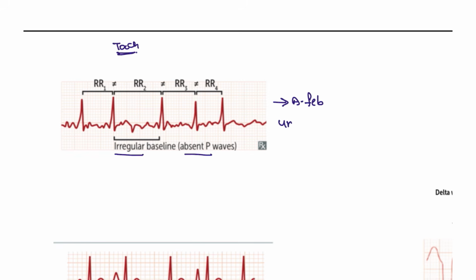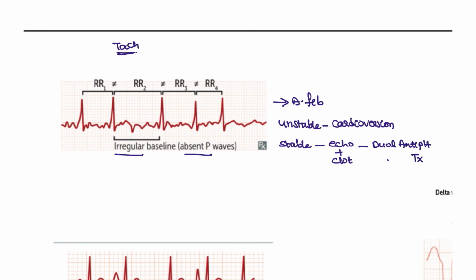If the patient is unstable, go for the cardioversion. But let's say the patient is stable. Before you decrease the heart rate, look for the echocardiography. If the patient has clots, then you have to give the dual antiplatelet therapy. Dual antiplatelet therapy plus amiodarone is given for this patient to control the heart rate.